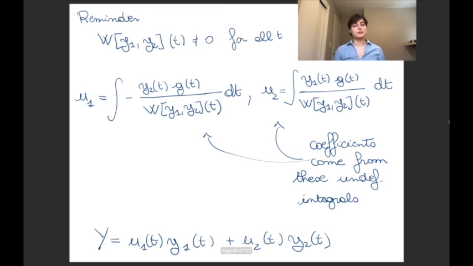Now remember that the Wronskian of a fundamental set of solutions is different than 0 for all t. So we can compute the integral of u1' and u2'. And we have coefficients appearing from these indefinite integrals. So this confirms that choosing the variation of parameters does allow you to find a solution all the time.